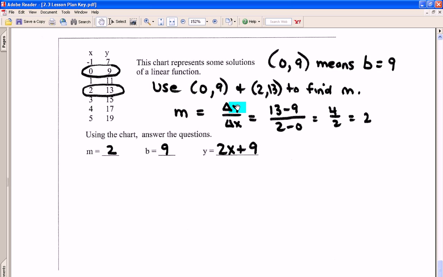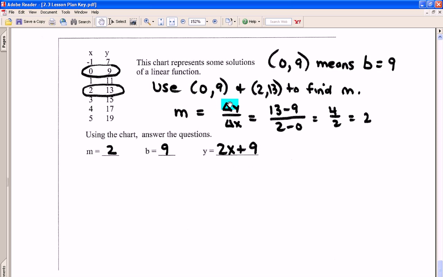I then go to my formula. Slope is change in y over the change in x. So up top I have 13 minus 9. On the bottom I have 2 minus 0. 4 divided by 2 becomes 2. So the slope is 2. Slope is 2. B is 9. Therefore my equation of the line is y equals 2x plus 9.